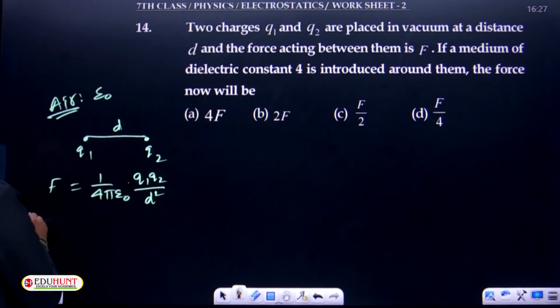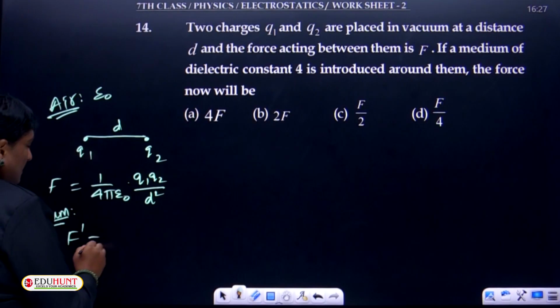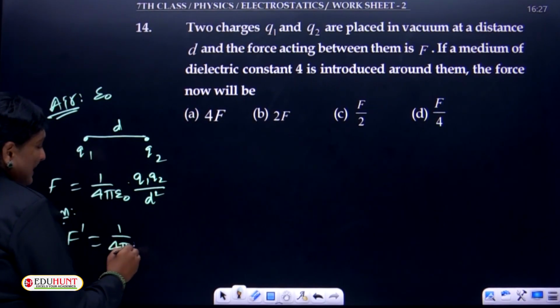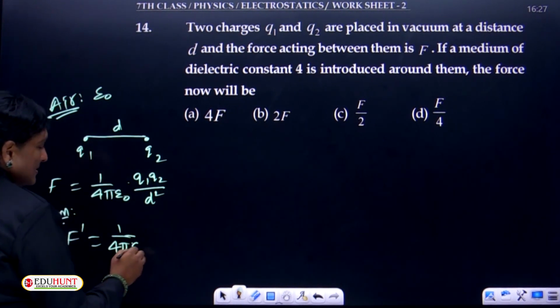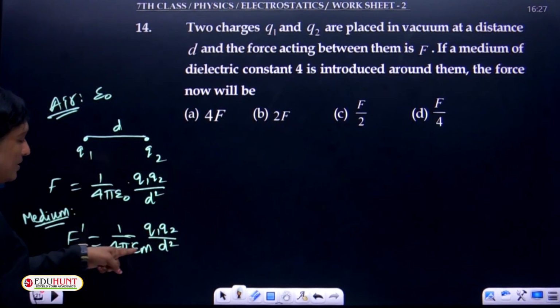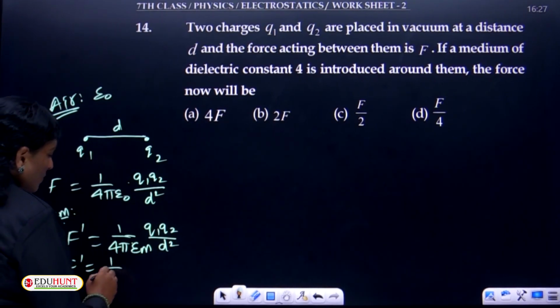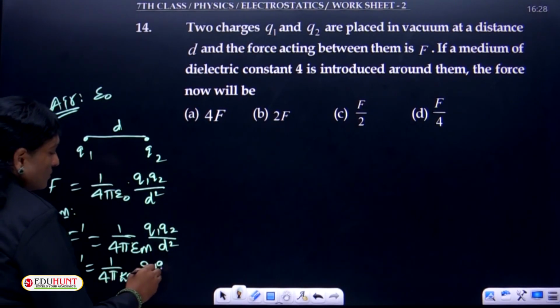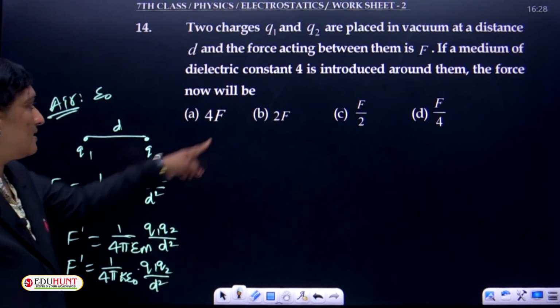Similarly, when the same charges are kept in a medium, we have the new force, say F2 or F dash, given by 1 by 4 pi epsilon M Q1 Q2 by D square. But epsilon M is taken as K epsilon naught, hence F dash equals 1 by 4 pi K epsilon naught Q1 Q2 by D square, where the value of K is given as 4.